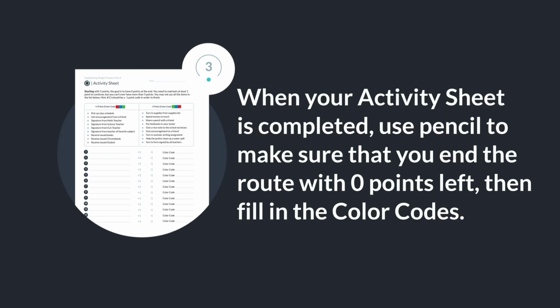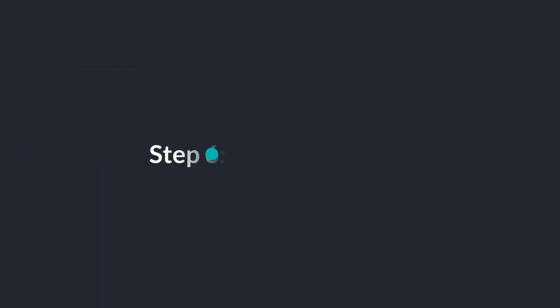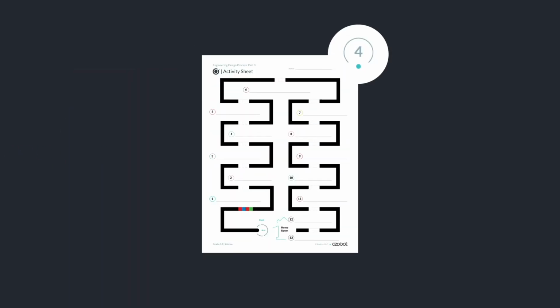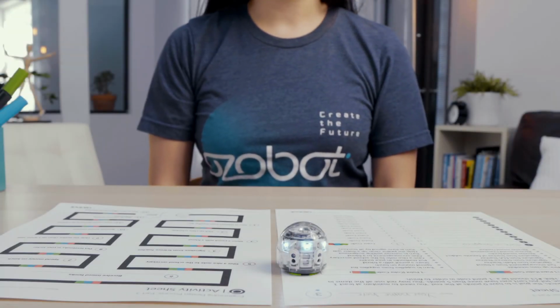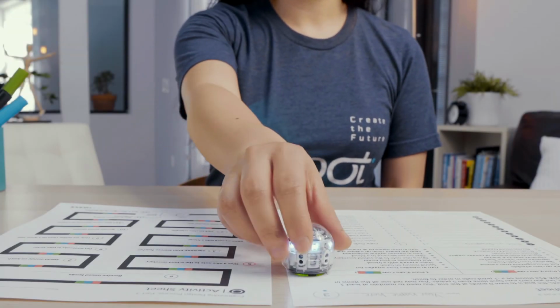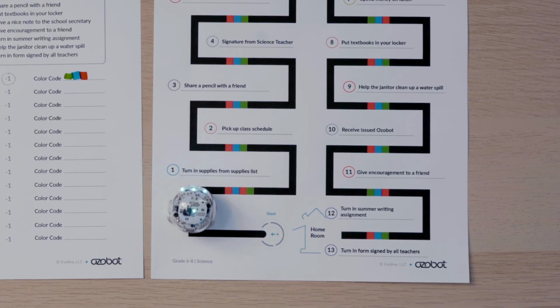When your activity sheet is complete, use pencil to make sure that you end the route with 0 points left. Then fill in the color codes. Time to test your model. Turn Ozobot on and place it at start.